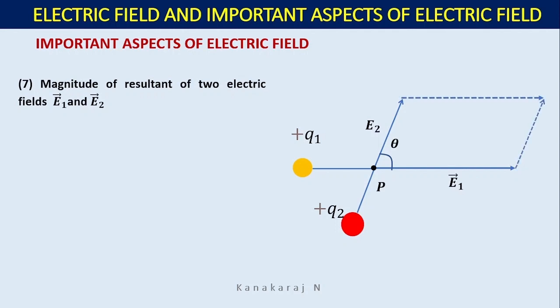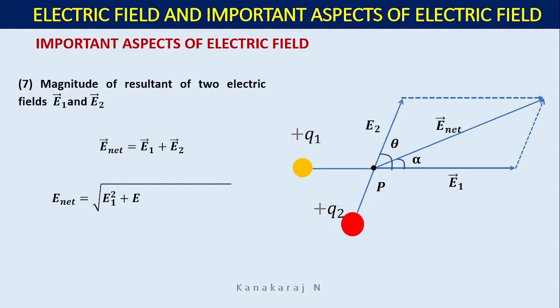Now to find the resultant electric field, we use the triangle of vector addition. Taking E1 and E2 as the adjacent sides of a triangle, the closing side taken in the opposite order is the resultant. It is called E net vector, which makes an angle alpha with E1. So E net vector equals E1 vector plus E2 vector. Magnitude of the E net vector equals root of E1 square plus E2 square plus 2 E1 E2 cos theta. Tan alpha equals E2 sin theta divided by E1 plus E2 cos theta.